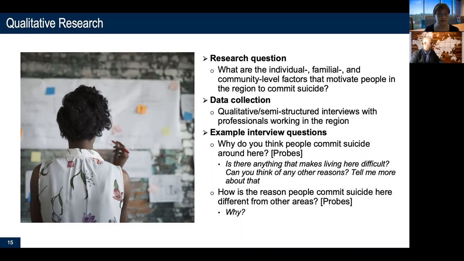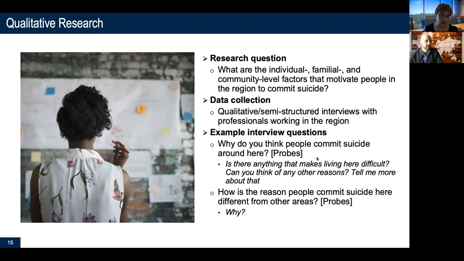Because this is about suicide, it's a very sensitive topic. We knew that we had to approach it with a high level of ethics. We didn't want to re-traumatize anybody. So we decided that we would ask professionals who work with survivors or who work with family members who have committed suicide.